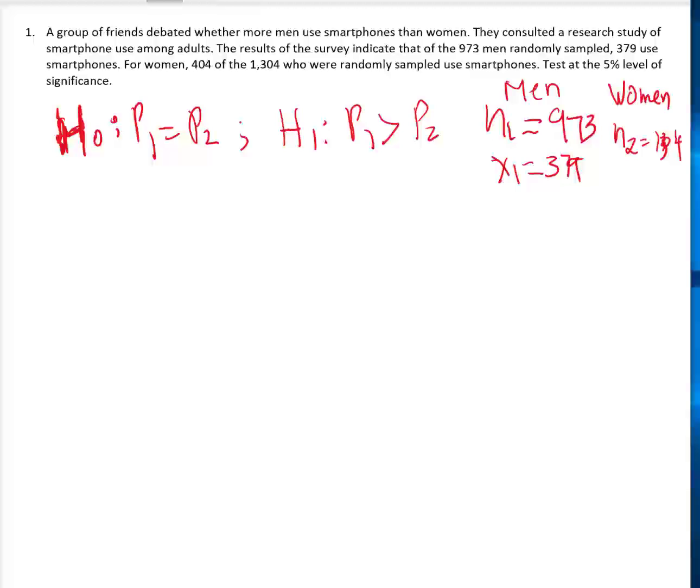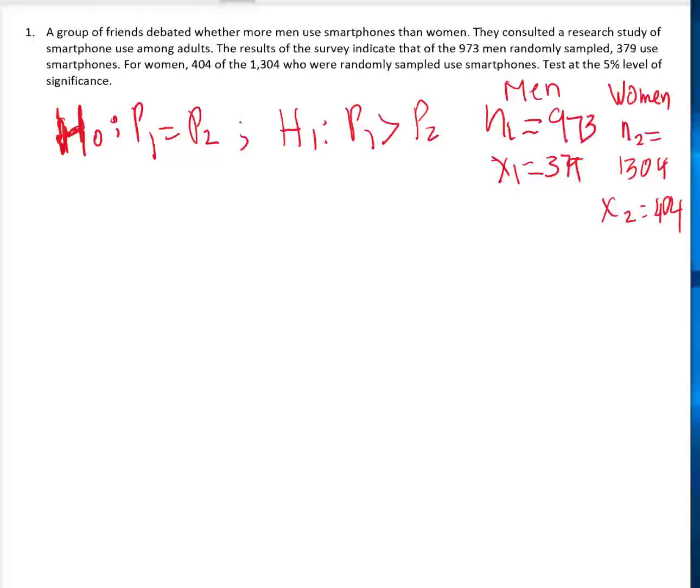Let me just write it properly. So we have n2 equals 1,304, and 404 use smartphones. Both groups are randomly selected, so that meets the requirements of the test. Test at the 5% level of significance.